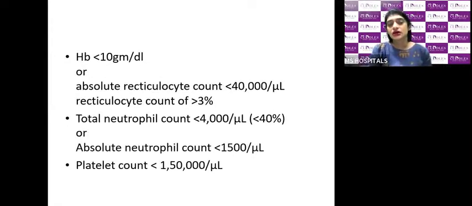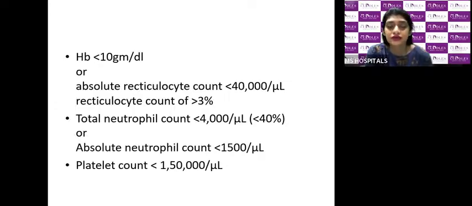So what is the exact definition? If Hb is less than 10 gram per deciliter, or absolute reticulocyte count is less than 40,000 per microliter, total leukocyte count of less than 4,000 per microliter, or absolute neutrophil count of less than 1,500 per microliter, platelet count of less than 1,50,000 per microliter. These are the definitions of pancytopenia. It need not be that every time it is exactly this way.